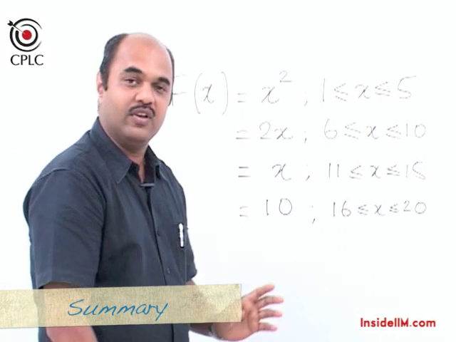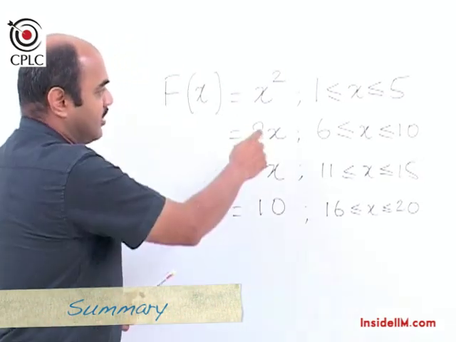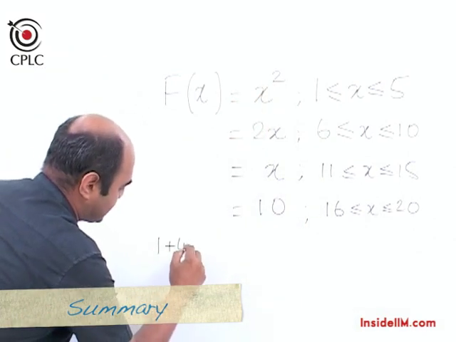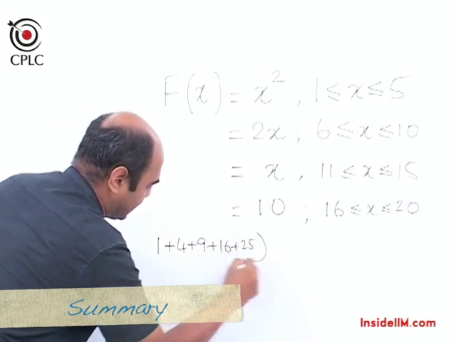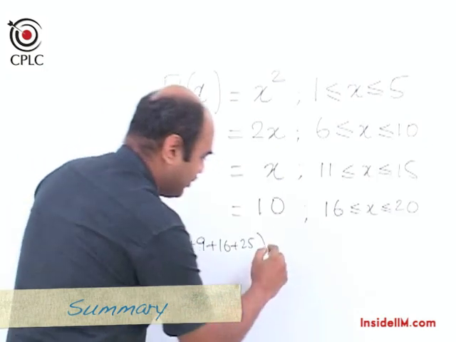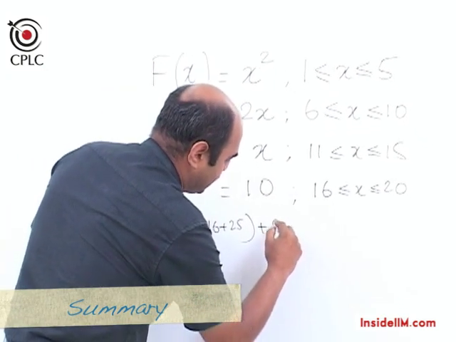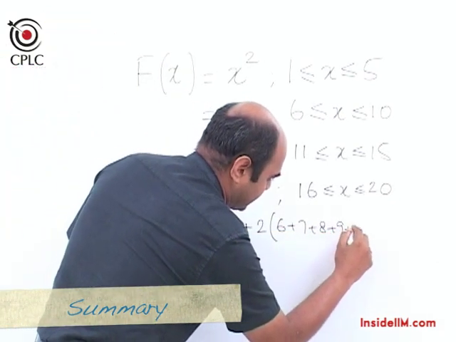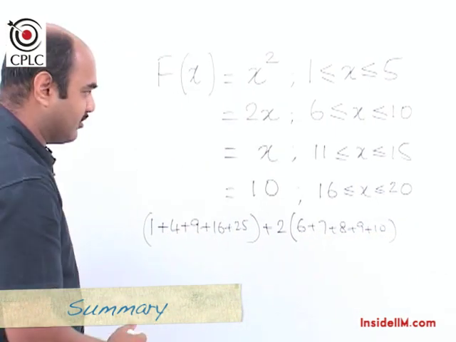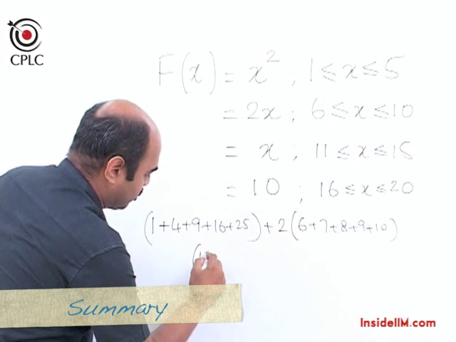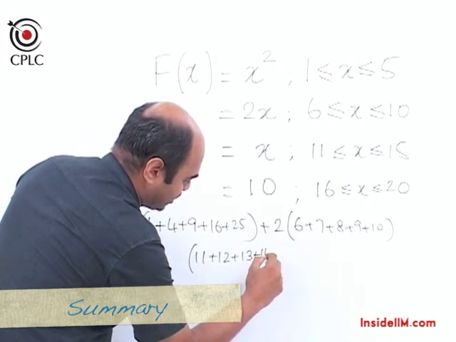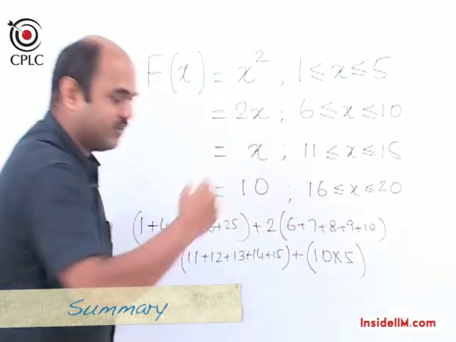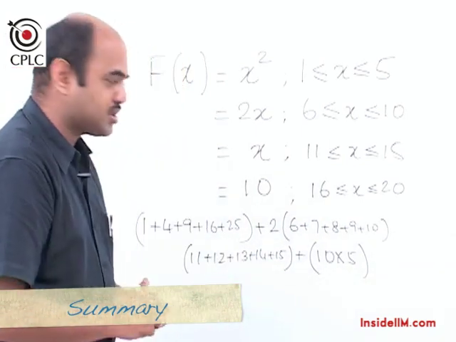And hence now if we look at the total number of runs scored, then in the first 5 overs, we can find out the total number of runs scored as 1 plus 4 plus 9 plus 16 plus 25. In the next set, we will have the number of runs scored as 2 times, if I can take 2 common, 6 plus 7 plus 8 plus 9 plus 10. And then in the next set of 5 overs, the number of runs scored would be 11 plus 12 plus 13 plus 14 plus 15. And finally, you will have 10 being calculated 5 times. So 50 runs scored in the last 5 overs.